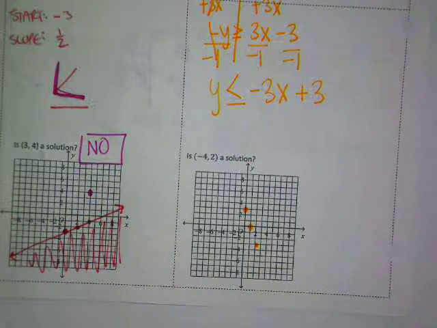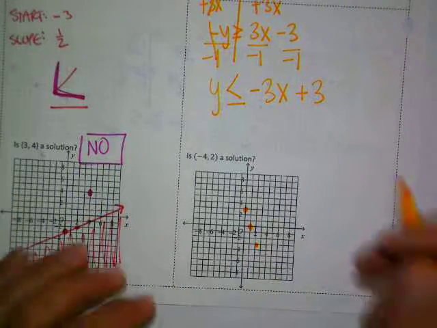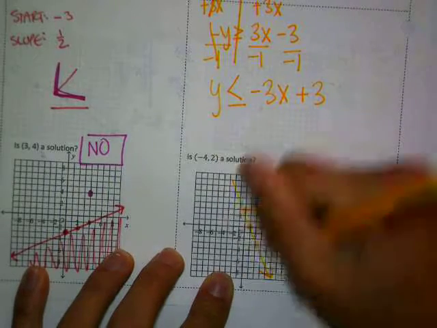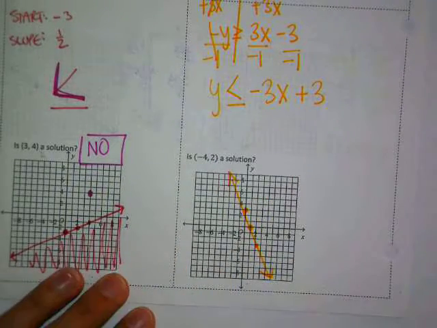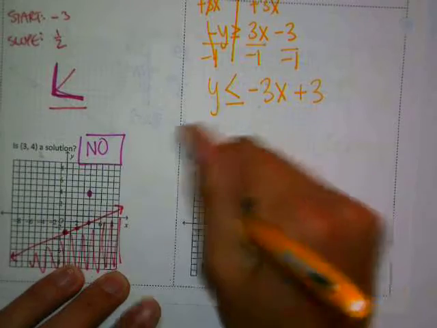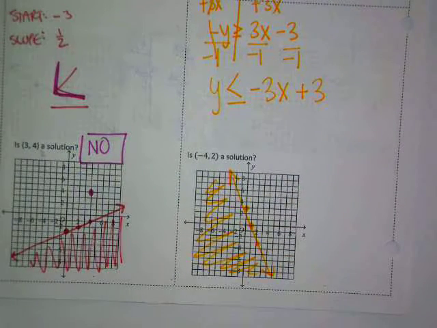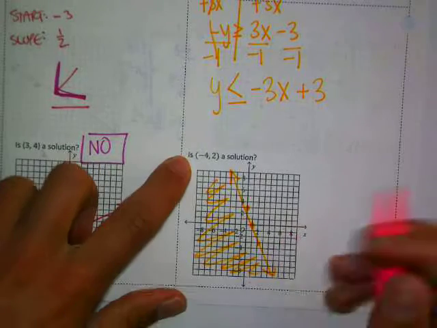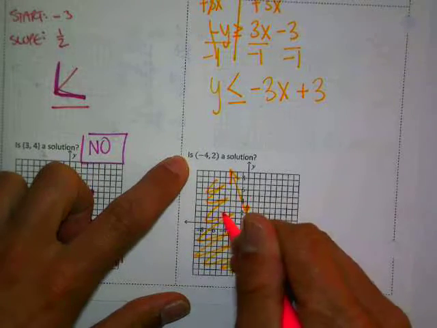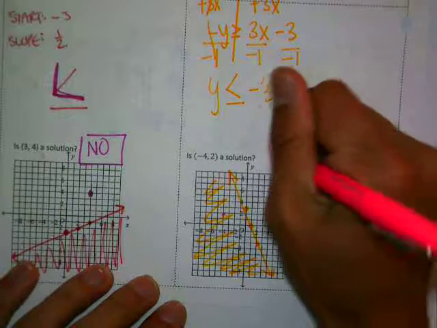Is it a solid or a dotted line? Solid. And am I shading above or below? Below. Below, because it's less than. All right, and then last question, Vivica, is -4 a solution? It's right there. Yes, it is. Very good.